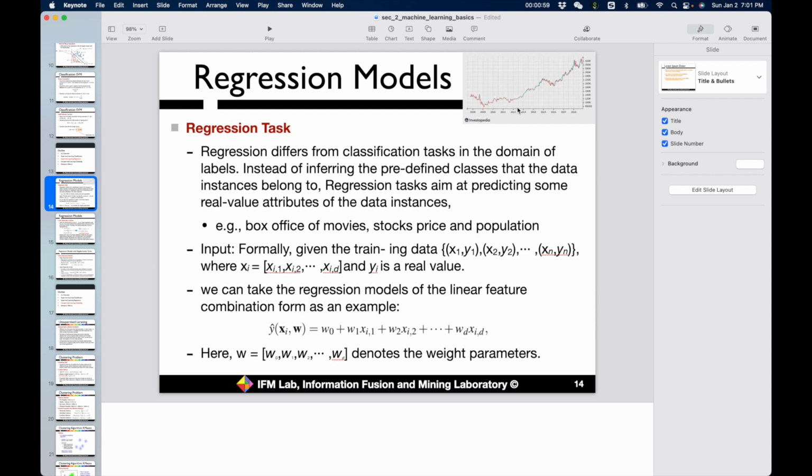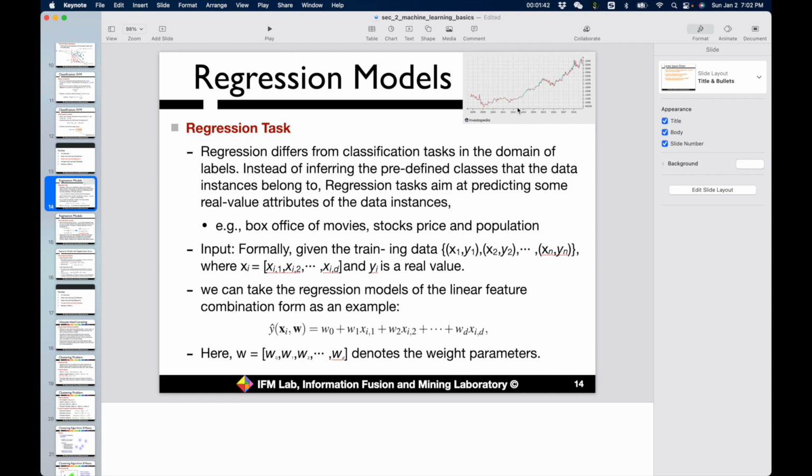So the regression task differs from classification in the domain of labels. Instead of inferring the predefined classes that the data instances belong to, the regression task aims to predict some real number value attributes of data instances. We show you some examples here, like box office of movies, right? Given the movie's general information, can we predict what kind of box office the movie will get? Or the stock price for the market, right? Or the population for a country in the next year, right? What we are predicting here, they are all numbers. It's different from the class, right?